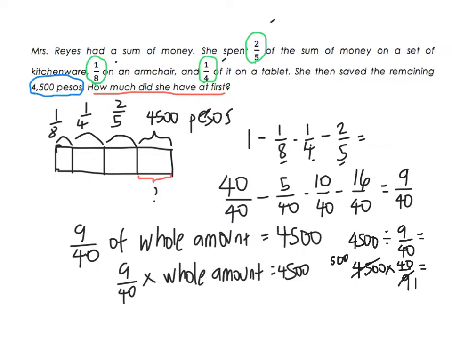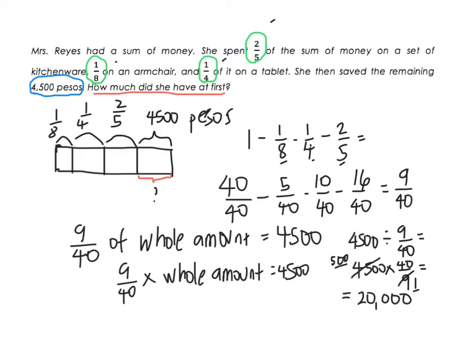We can cancel 4,500 and 9 by dividing both by 9. You will get 500. So 500 times 40 is 20,000 pesos. And that's the amount of money she had at first.